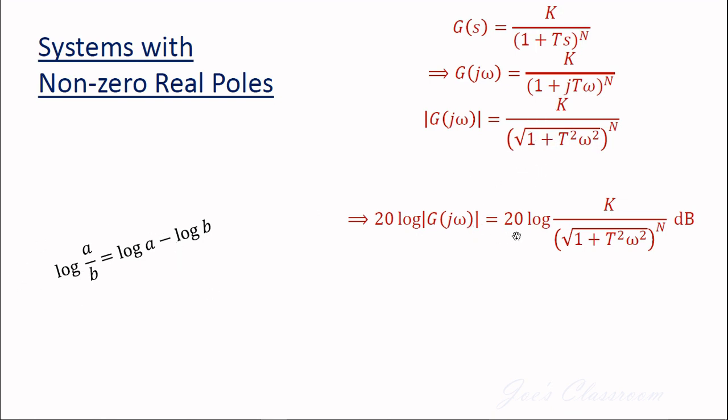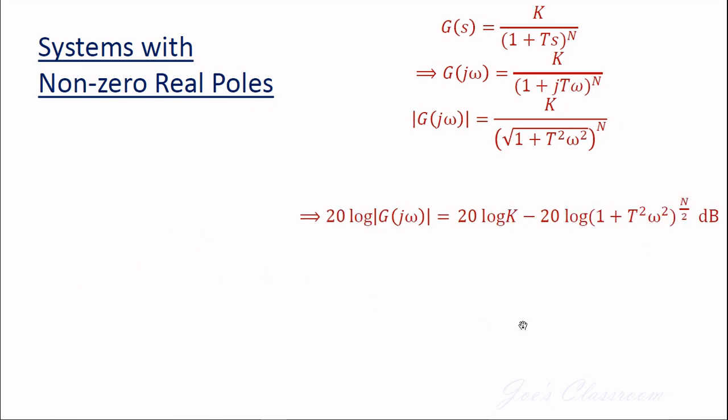Before that, the magnitude of G(jω) is K by this particular term, and it is written here. If you look at this, it is of the form log a by b. Log a by b is equal to log a minus log b. Please note that here the logarithm means the logarithm to the base 10. So if I apply this formula, I get 20 log K minus 20 log of this square root of this term, the whole power n, which I can write as n by 2.